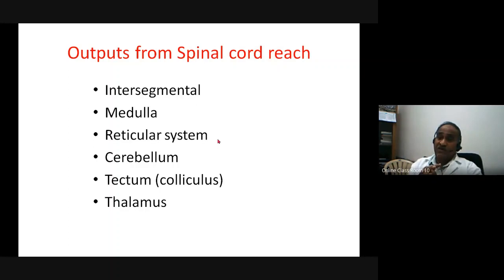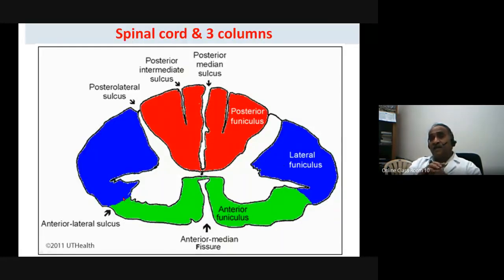So I have stipulated the 6 areas: one within the segments, to the medulla, to the reticular system, to the cerebellum, to the colliculus or tectum, and to the thalamus. In that way, all of these fibers ascend up in 3 different columns.